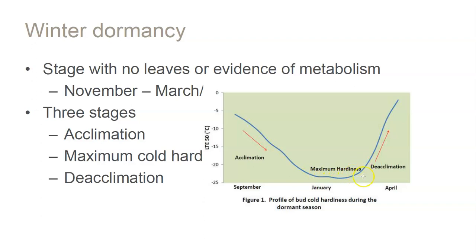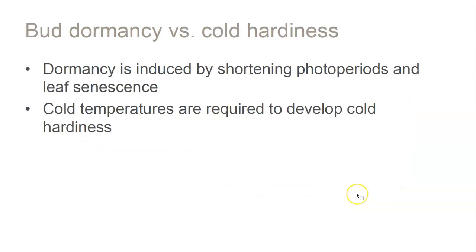Then here is what's called ecodormancy, at the end of this as we approach springtime. In ecodormancy, you're really just waiting for temperatures to be consistently above 50 degrees. And now the vine's going to wake up, start metabolizing and delivering water to the buds, and start growing, right? And it's going to deacclimate. Okay. So like I said, dormancy is induced by shortening photoperiods and leaf senescence, and then cold temperatures are required to develop cold hardiness.